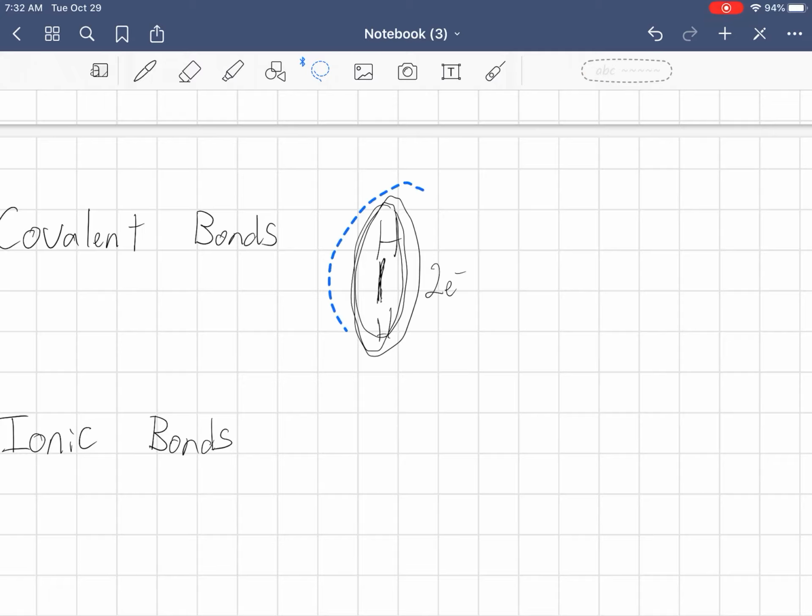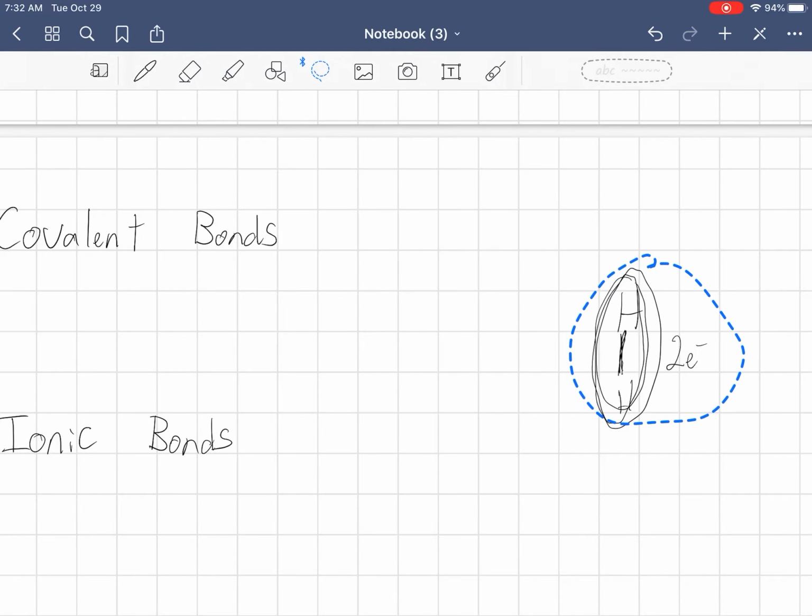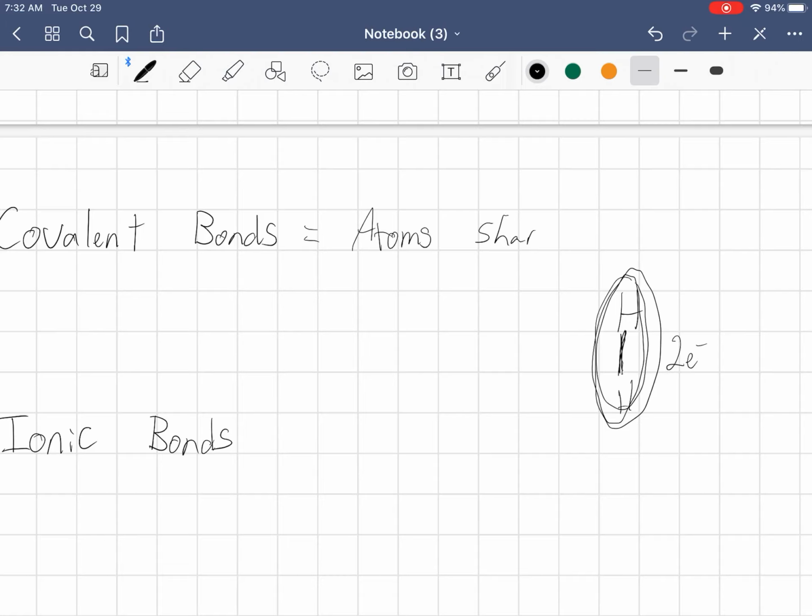This situation I've just described, this sharing of electrons, is a covalent bond. So a covalent bond is formed when atoms share electrons.